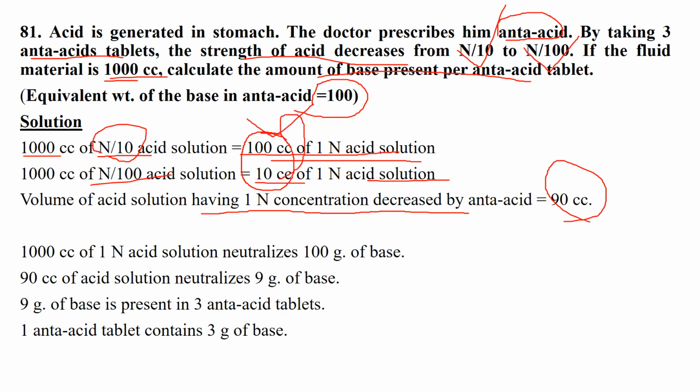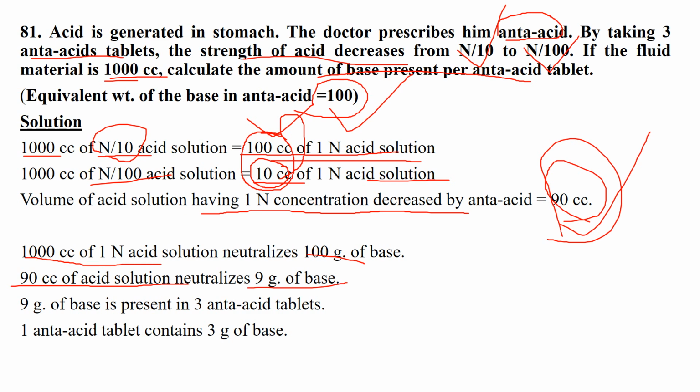Initially 100 cc of 1N acid solution is present in the stomach. Then after the consumption by the antacid, 10 cc of 1N acid solution remains. Then how much volume is consumed by the antacid? 90 cc, 100 minus 10. According to the equivalence concept, 1000 cc of 1N acid solution neutralizes the equivalent weight of the base. What is the equivalent weight of the base? 100. Then 90 cc of acid solution neutralizes 9 gram of base. Then 9 gram of base is present in 3 antacid tablets because the person takes 3 antacids. Then 1 antacid tablet contains only 3 gram of the base. Answer is 3 gram. This question is also important.